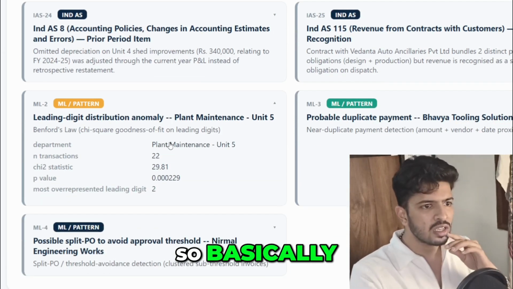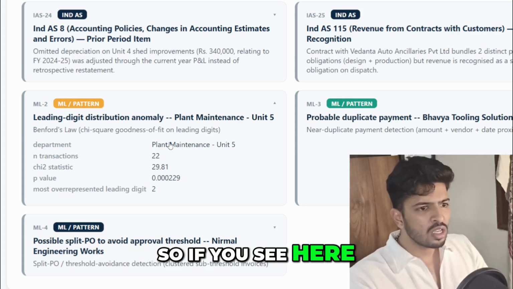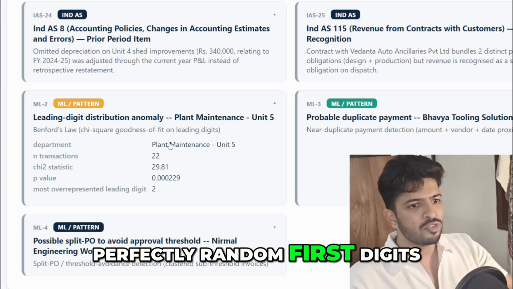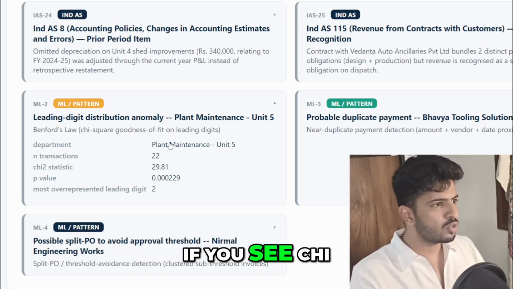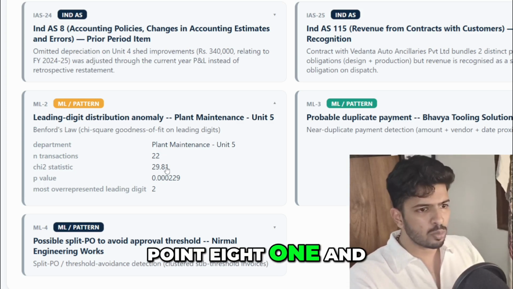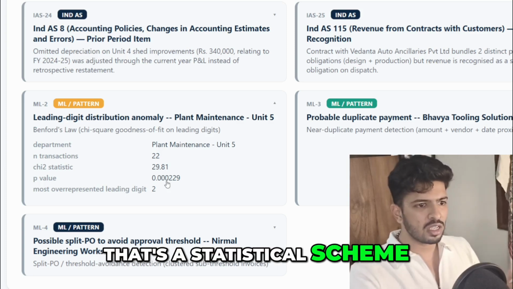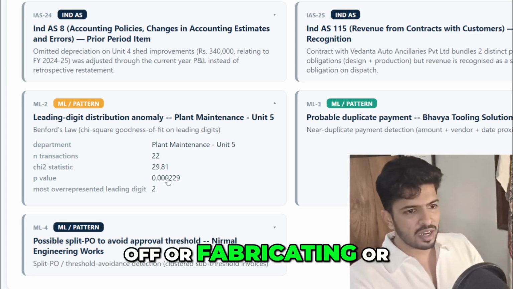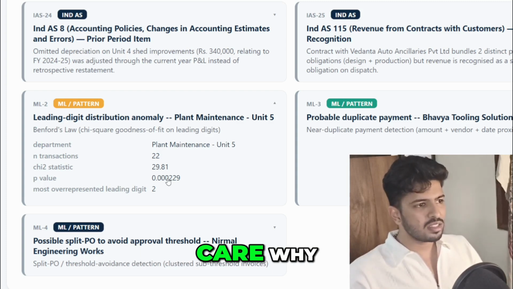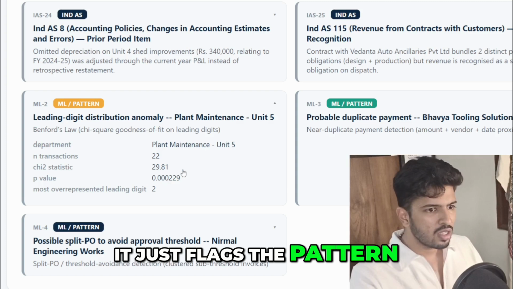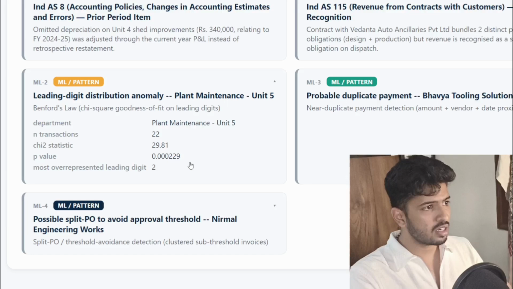Basically, Benford's Law, on the plant and maintenance expense register. Real companies don't have perfectly random first digits in their expenses. They follow a predictable curve. When they don't, something is wrong. The chi-square value is 29.81 and the p-value is 0.0002. That's not borderline, that's a statistical scream. Someone has been rounding off or fabricating, or maybe splitting invoices below an approval threshold. The math doesn't care why, it just flags the pattern. A human auditor would never catch this by scanning a register, but the agent found it in under a second.